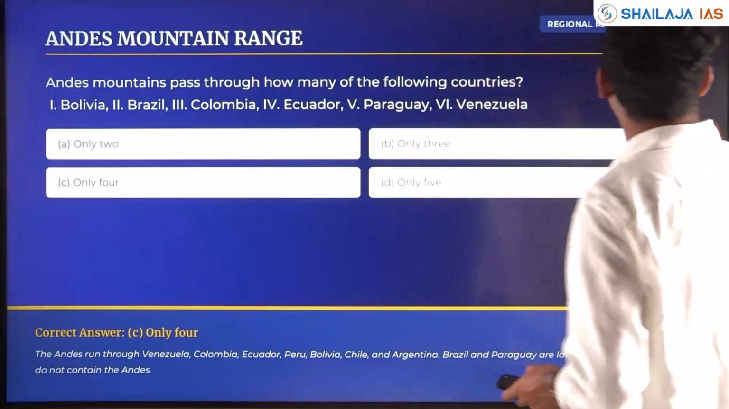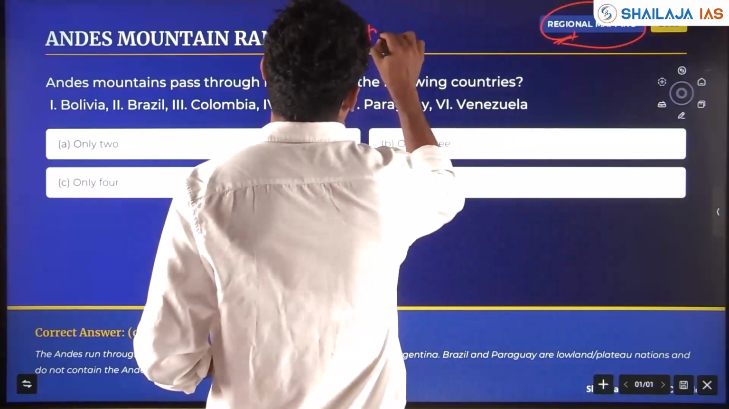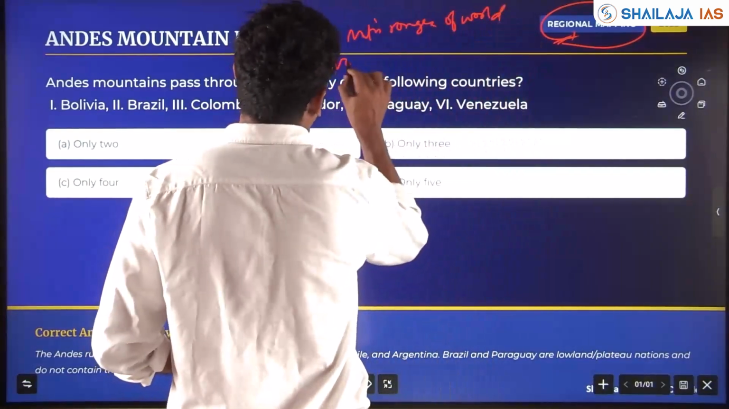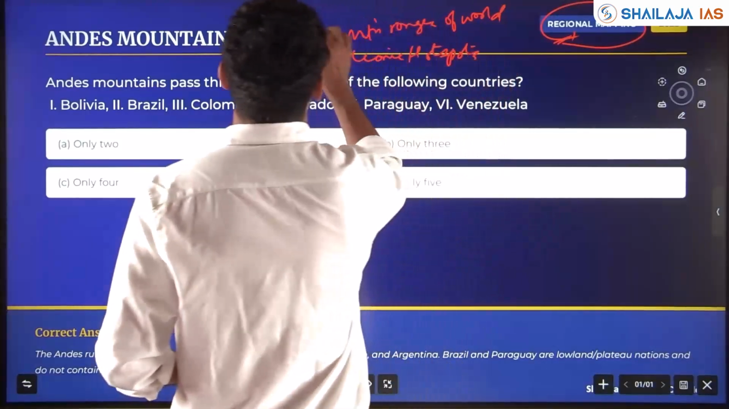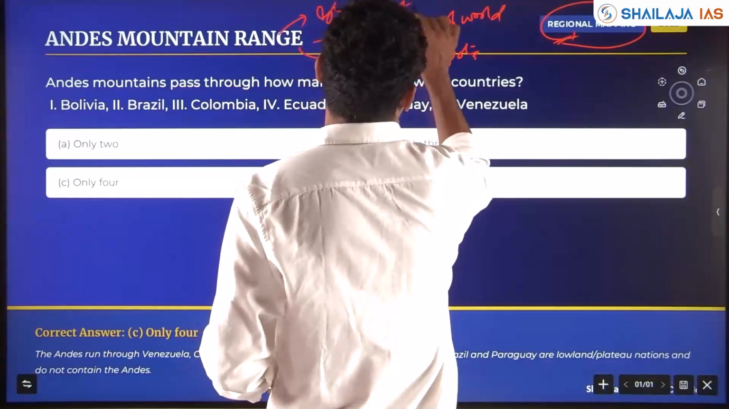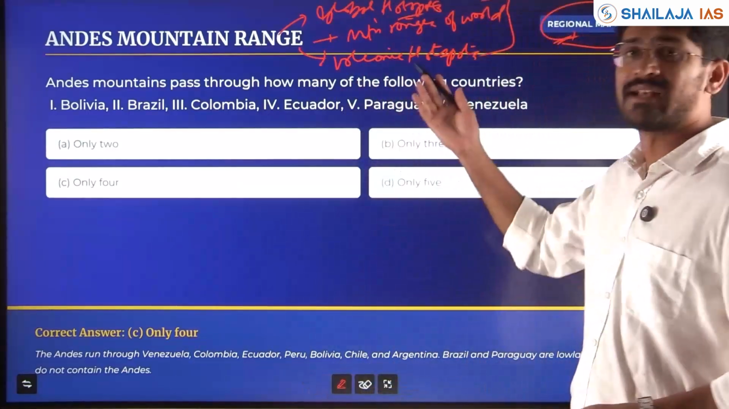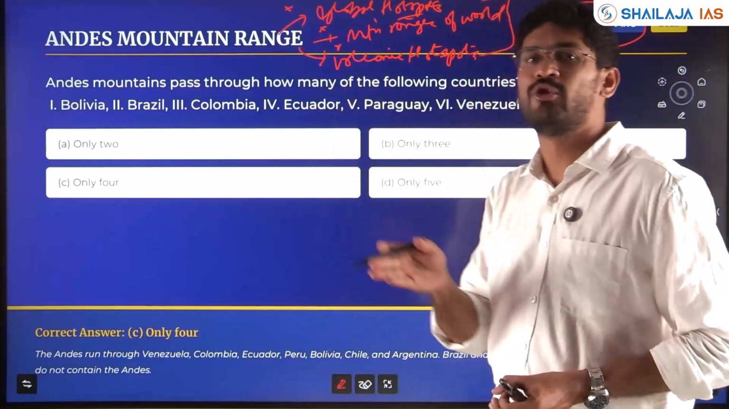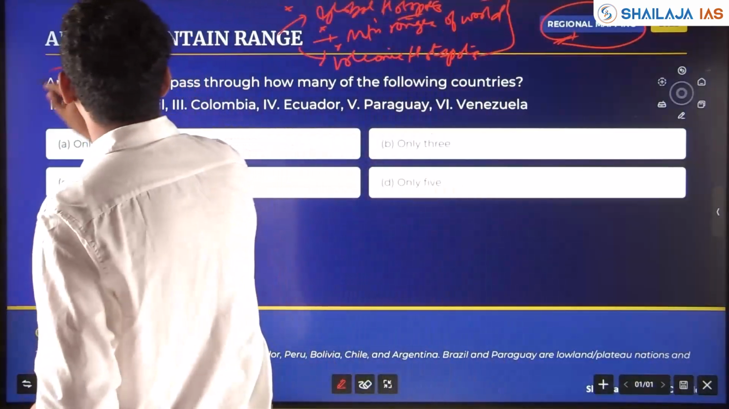Now, with respect to world geography and regional mapping: mountain systems, mountain ranges of the world, volcanic hotspots, any environmental region, for example global hotspots. All this can be covered in regional mapping. These are just a few examples. So make sure you go in this direction, make important points in your notes, and revise those. Here he asked with respect to the Andes.